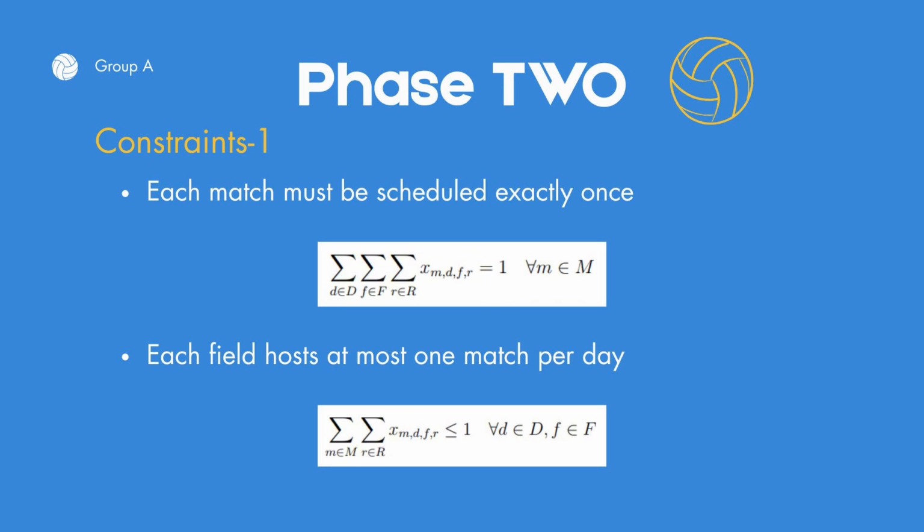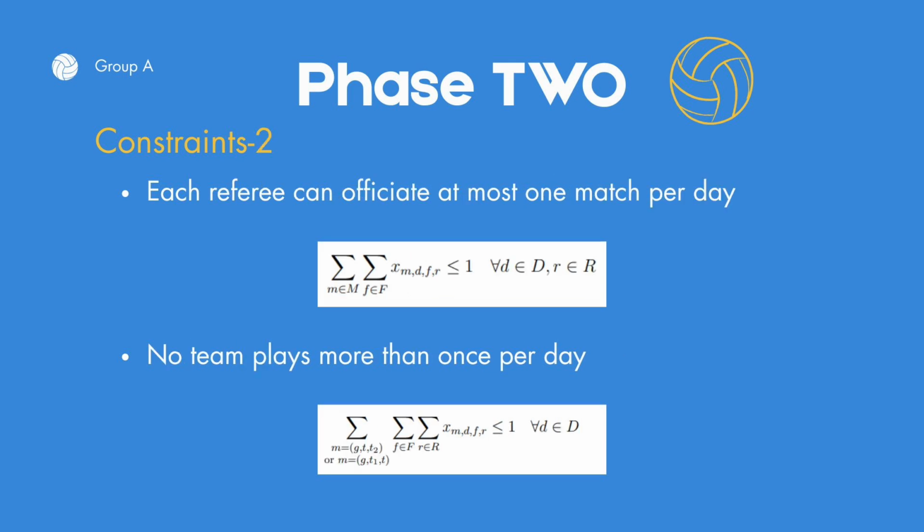These first constraints make sure that every match in the round-robin schedule happens once and only once. It must be assigned to a specific day, court, and referee. The second constraint ensures that every field is used for only one match per day, so we don't double book courts. This constraint says that each referee can only officiate one match per day. This avoids overloading any individual referee. And this one makes sure that no team is scheduled for more than one game on the same day.